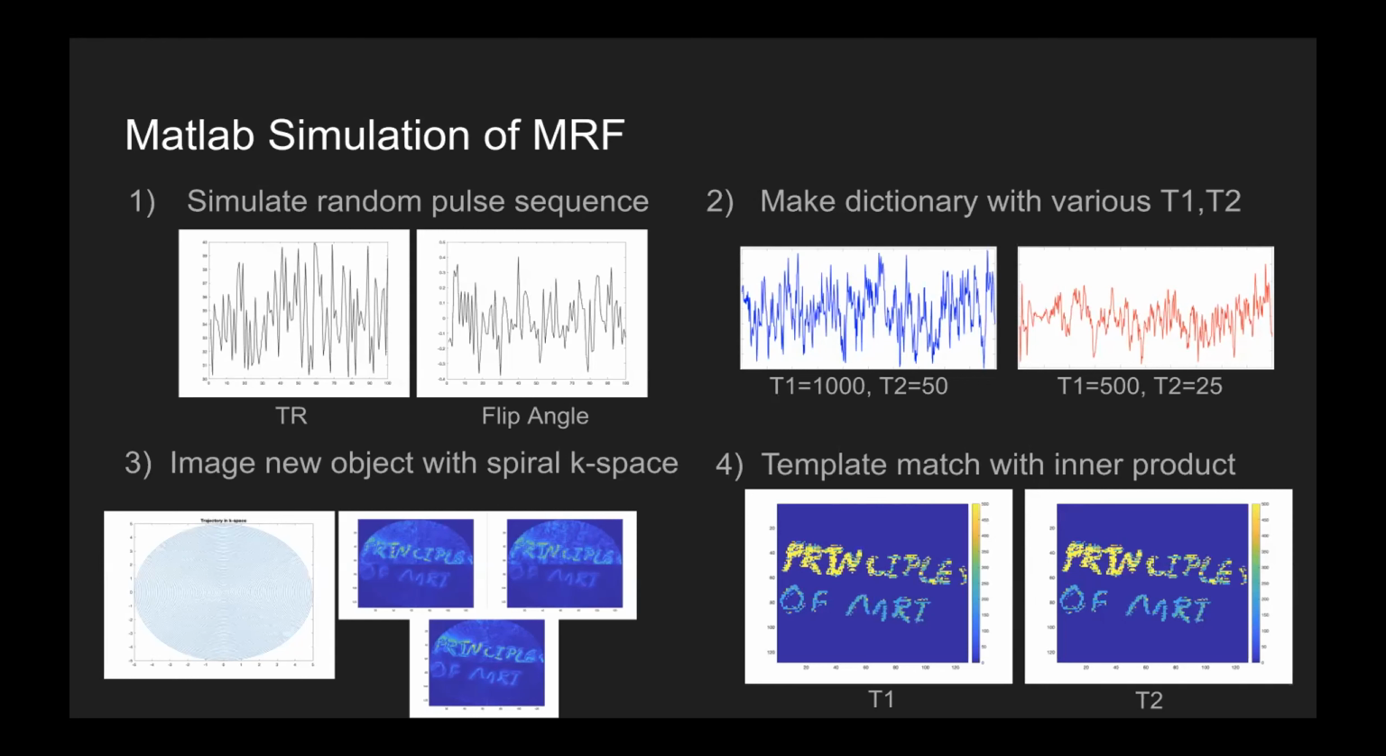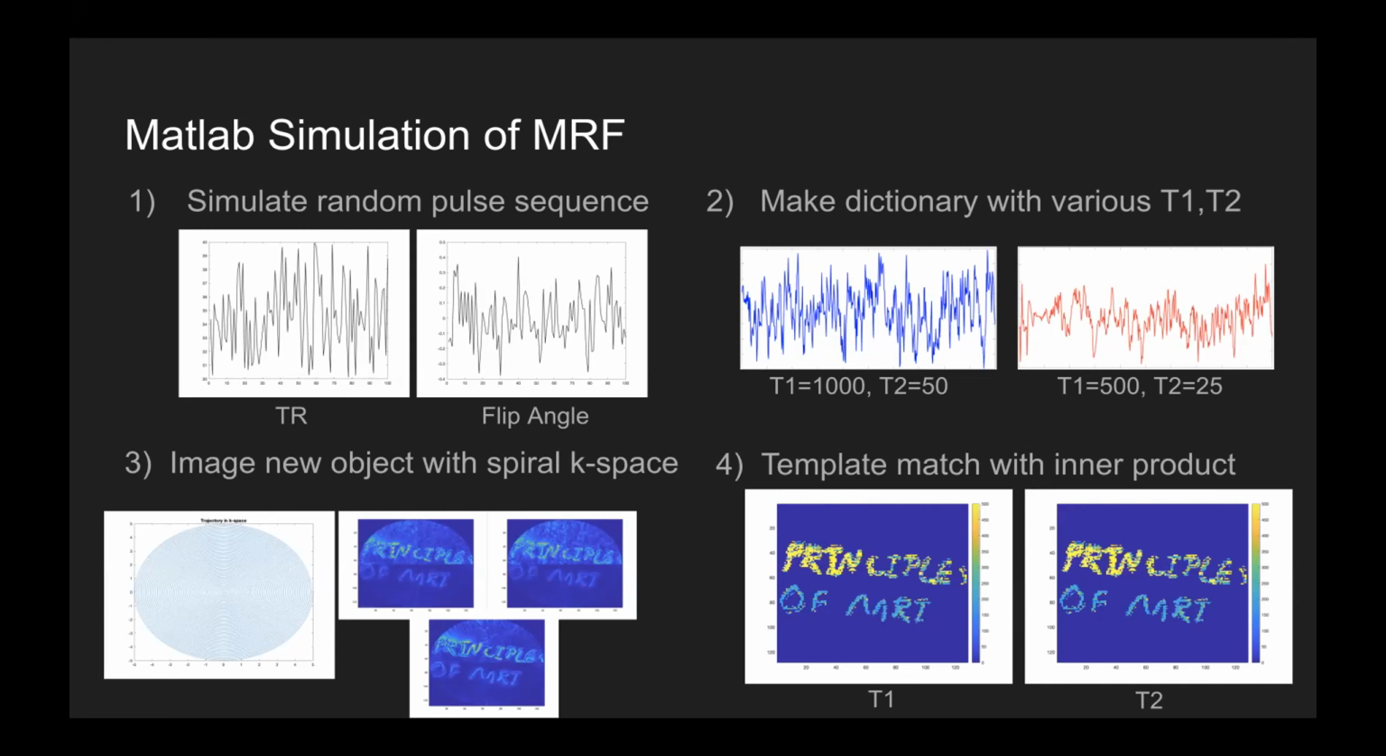Then we made a dictionary. We basically just had a double for loop over T1 and T2 values and filled it out. And then third, we actually acquired this image. This was the same image we saw in one of the homeworks. We used a spiral sequence here after basically every little random acquisition. And then finally, we used template matching to reconstruct a map of the T1 value.